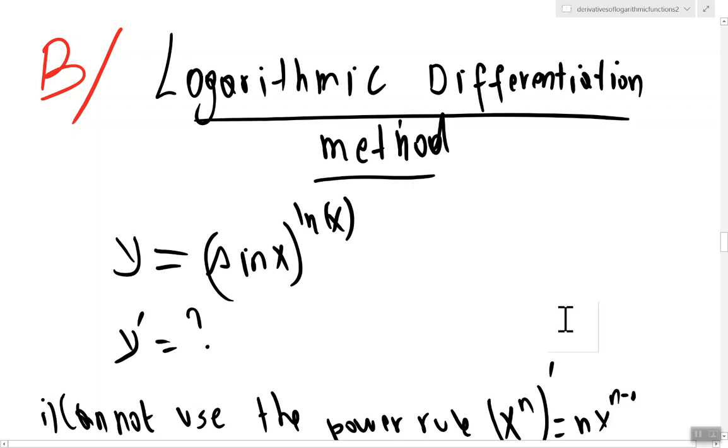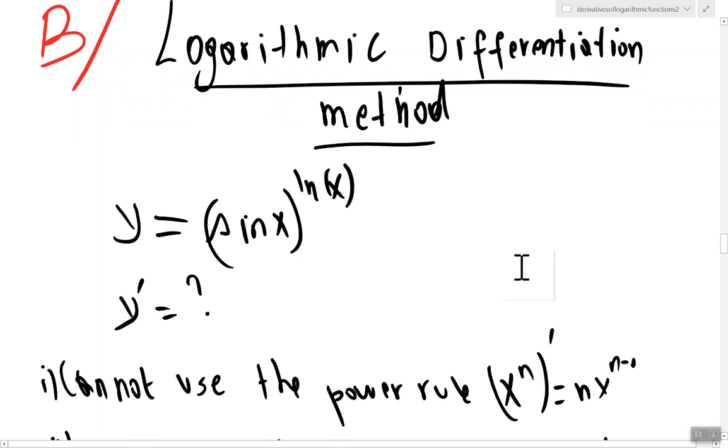Okay, here we're going to go to part B of section 3.6. So part B is the logarithmic differentiation method. This method is used when we're dealing with y. An example: y equals sine of x raised to sine of x. So a function raised to another function.